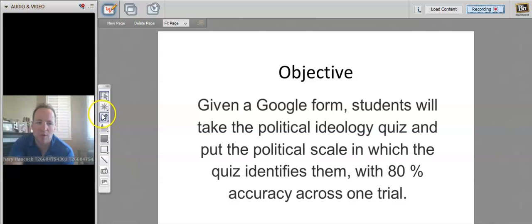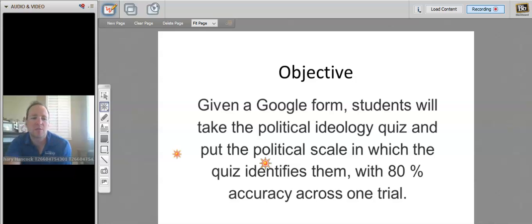But let's talk about what we're gonna do today real quick. So today, what's going to happen, I'm going to give you a Google form at the end of this. This is your assignment. I'll give you a Google form. Students will take a political ideology quiz and put the political scale in which the quiz identifies you as, okay? With 80% accuracy. So it's really easy.